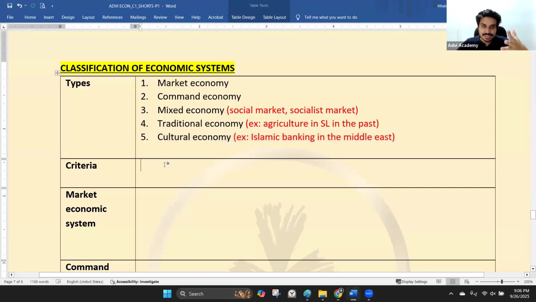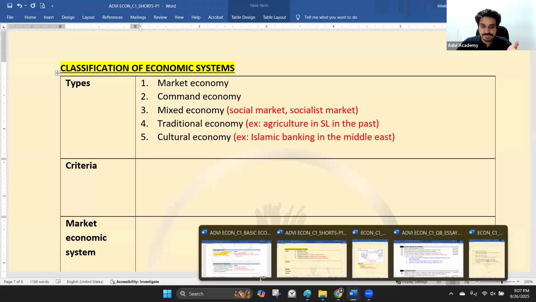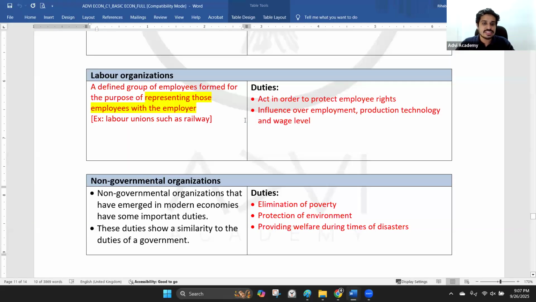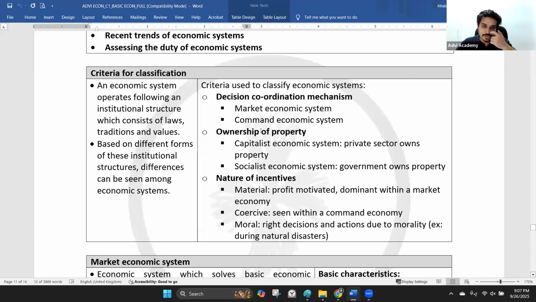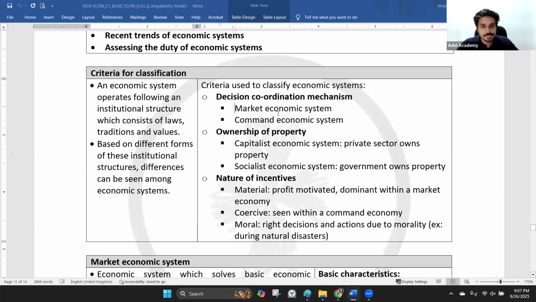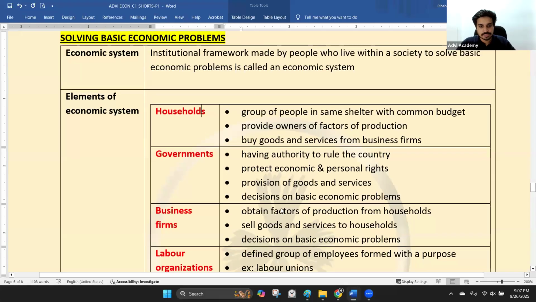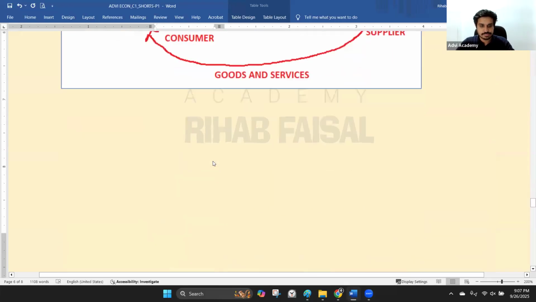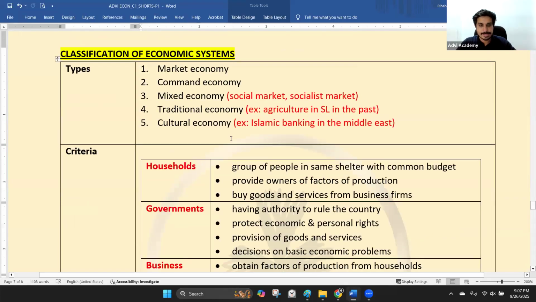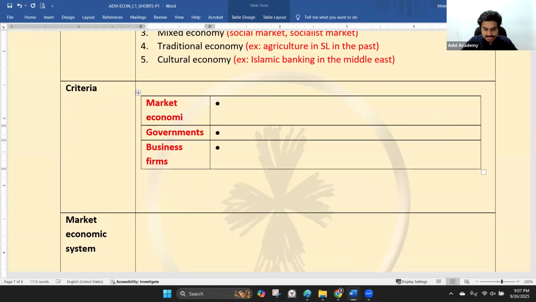So if you take a look at the criteria, what is command, what is market, and what is mixed? What is the criteria? This is basically the summary of the criteria. So we can classify saying, if you take a market economic system, let me just put a table here. Market economy. What is the criteria for market economy? And then, let's put the criteria like this. Hold on.